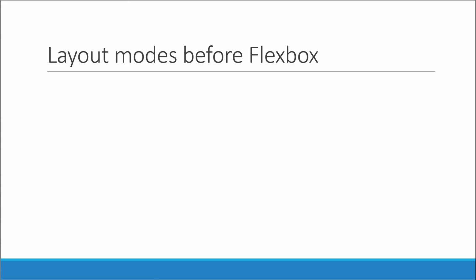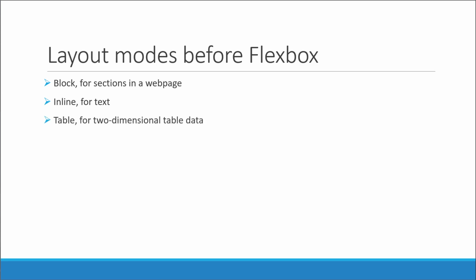Well, before Flexbox, there were 4 layout modes. And we had a look at all of them in the CSS crash course. Block for sections in a web page, inline for text, table for two-dimensional table data, and positioned for explicit position of an element. These layouts, however, did not provide enough flexibility. We had to find all kinds of hacks to get the layout just the way we wanted. Working with floats, trying to vertically align content, create equal height columns, well, they were kind of a nightmare.